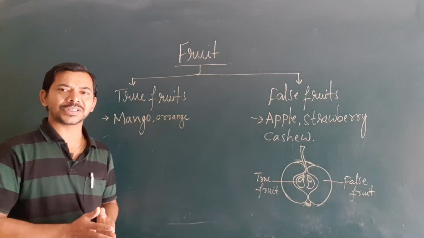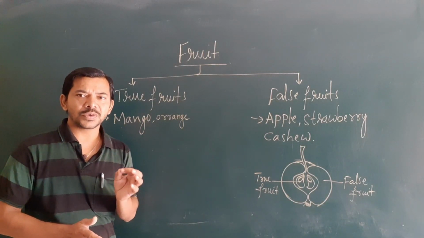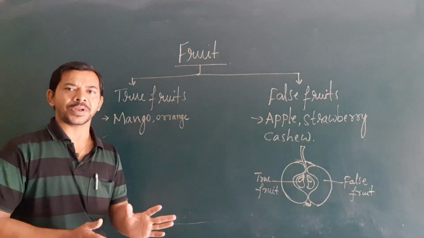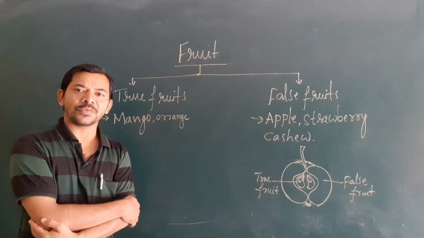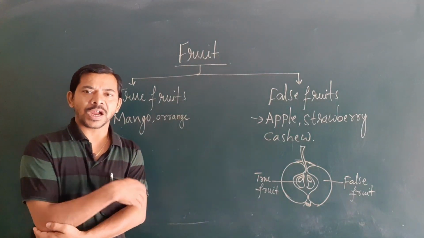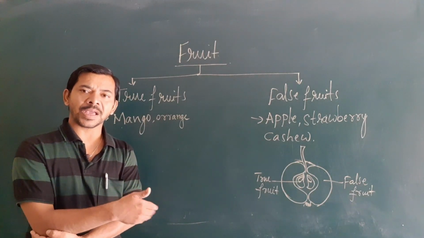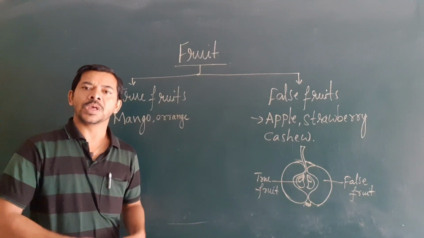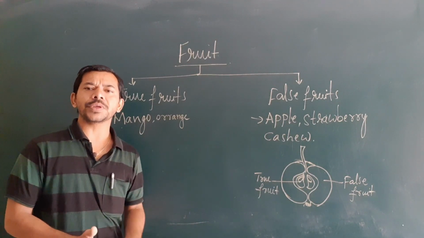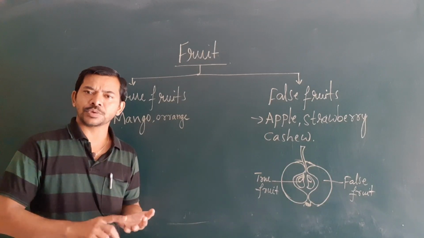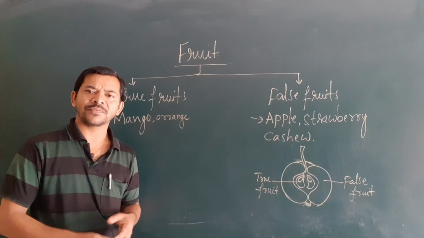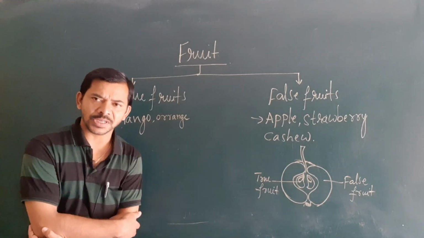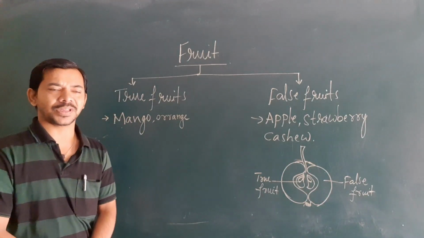A true fruit is nothing but a fruit which is developed by the ovary only, and such fruits are called true fruits. And the fruits which are developed by any accessory parts of the flower, for example accessory parts excluding the ovary, like petals, sepals, thalamus, if fruit formation happens from any part other than the ovary, we call it a false fruit.